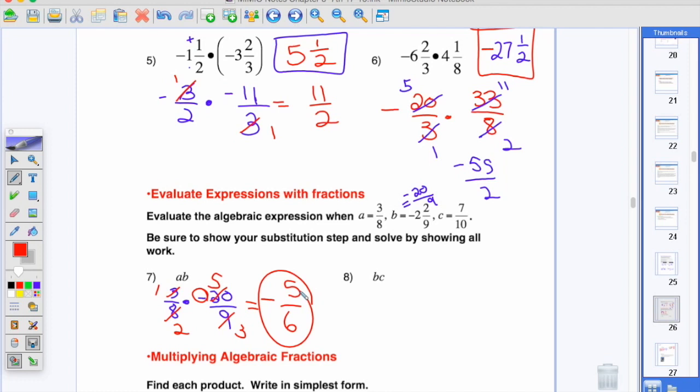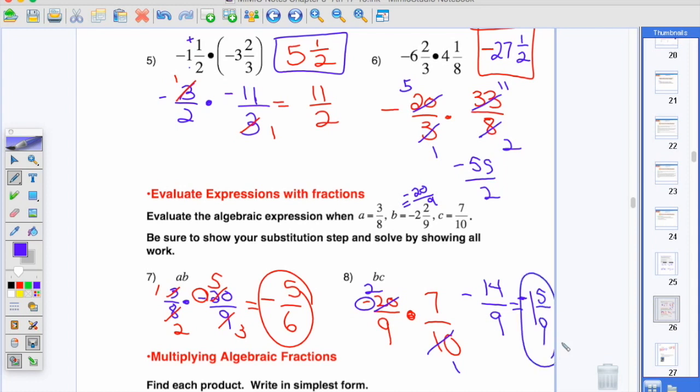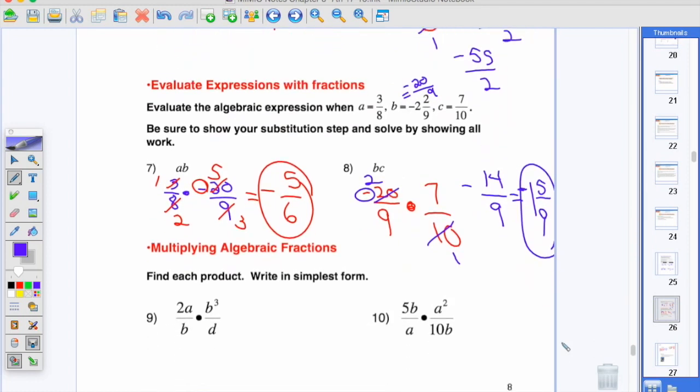In number 8, it's B times C. Since I already converted in my directions, B is -20 over 9 times C, which is 7/10. I can cross cancel my 20 and 10, so I'm left with 1 and 2. Multiply going across, and we're left with 14 over 9. Since there's a negative out in front, it's a -14/9, which is improper. So 9 goes into 14 one time, which is negative, and then I have 5/9 left over. So -1 and 5/9.